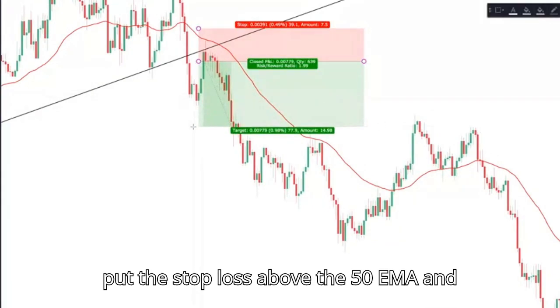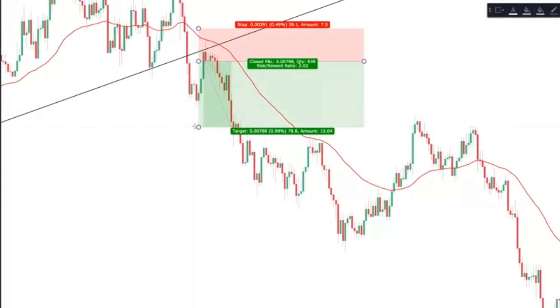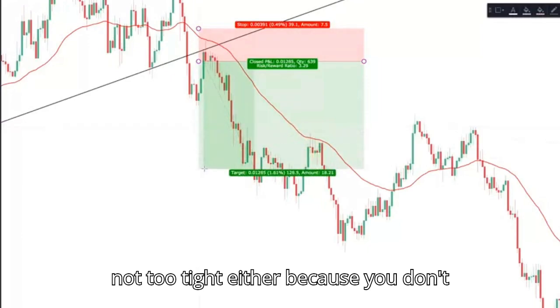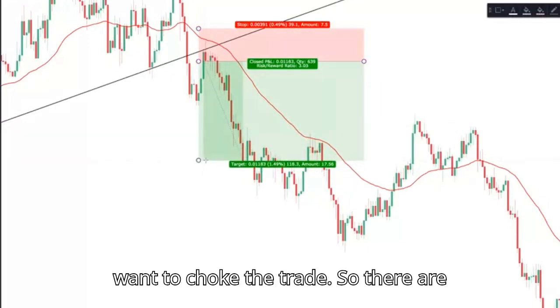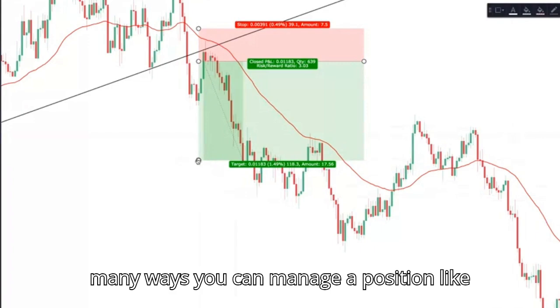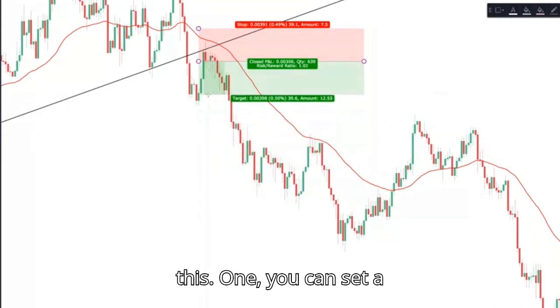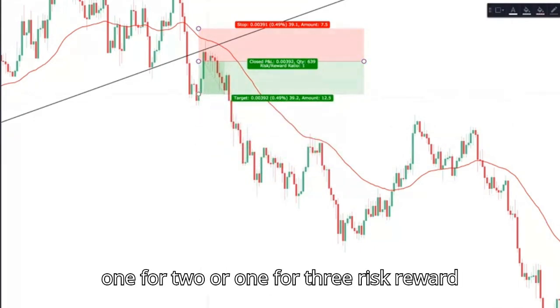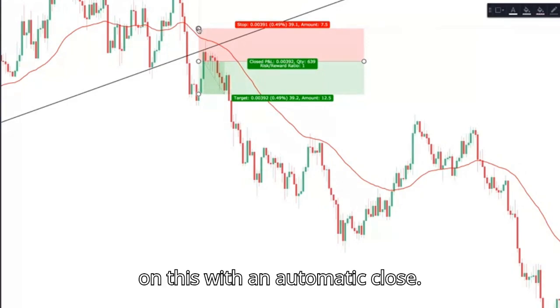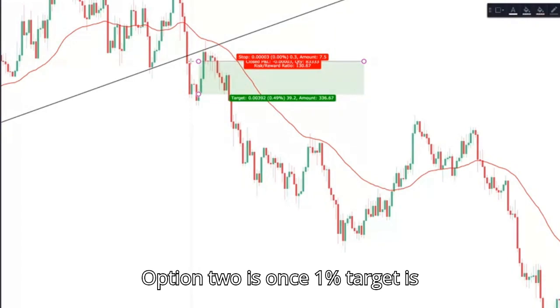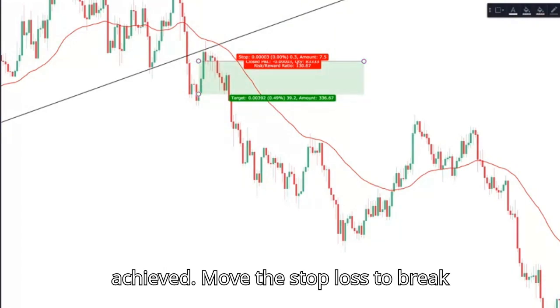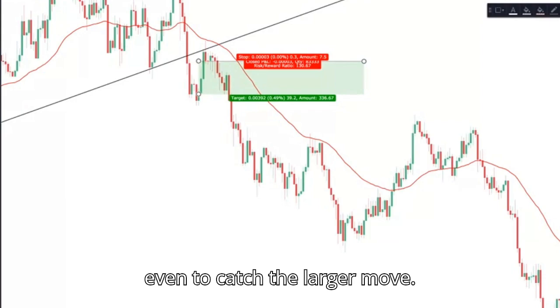Again, you put the stop loss above the 50 EMA and not too tight either, because you don't want to choke the trade. So there are many ways you can manage a position like this. 1. You can set a 1 for 2 or 1 for 3 risk reward on this with an automatic close. Option 2 is once 1% target is achieved, move the stop loss to break even to catch the larger move.